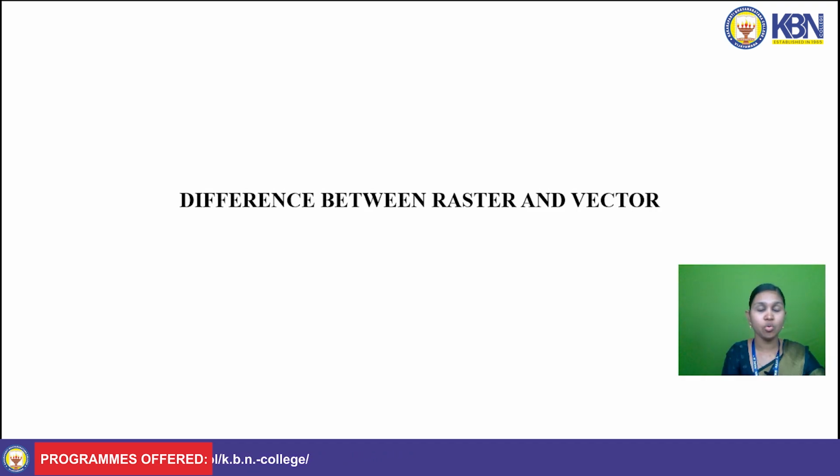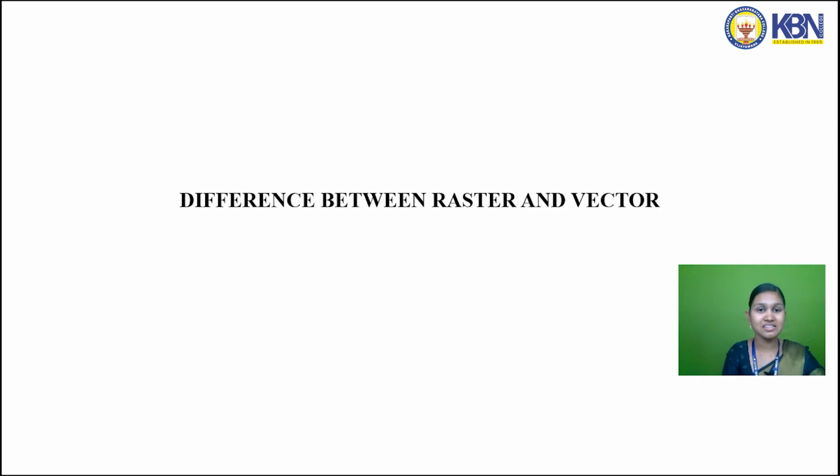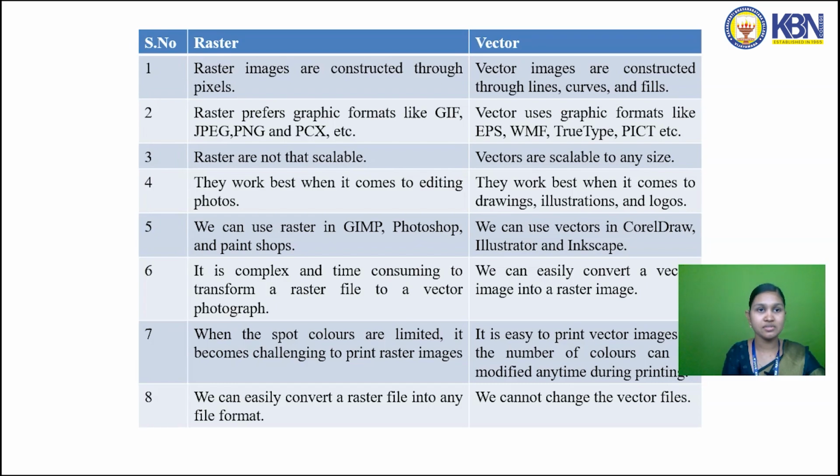Now coming to the difference between raster and vector. Raster means JPG, PNG and TIFF files, and vector means EPS, WMF. Raster fully depends on pixels, while vector fully depends on lines and curves. Raster examples are JPG, PNG. Vector examples are EPS, WMF. Raster is not scalable, but vector is scalable to any size.